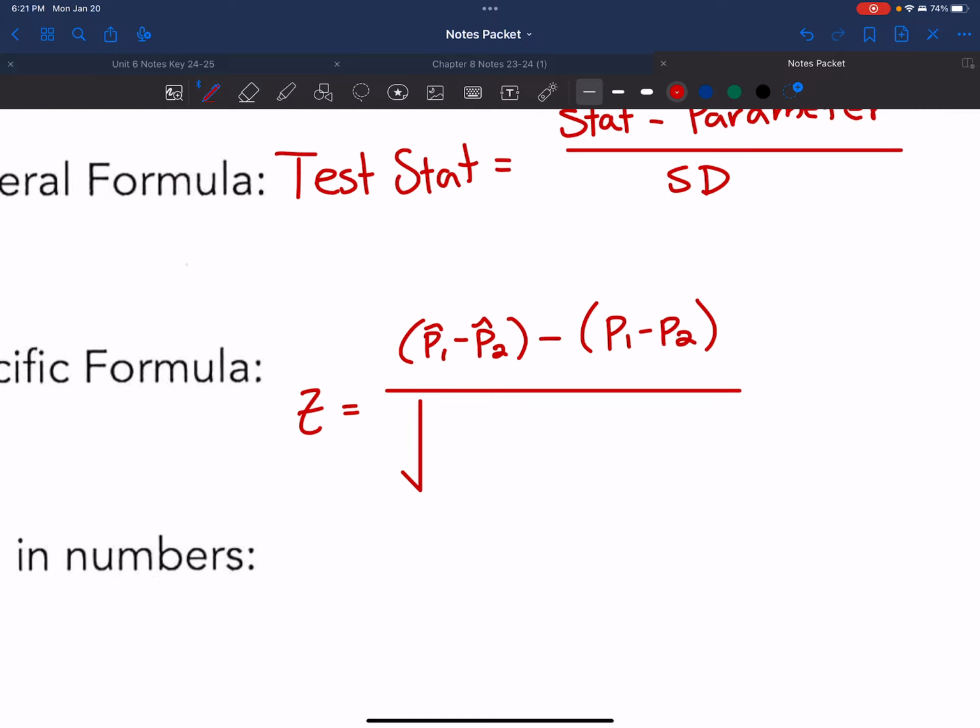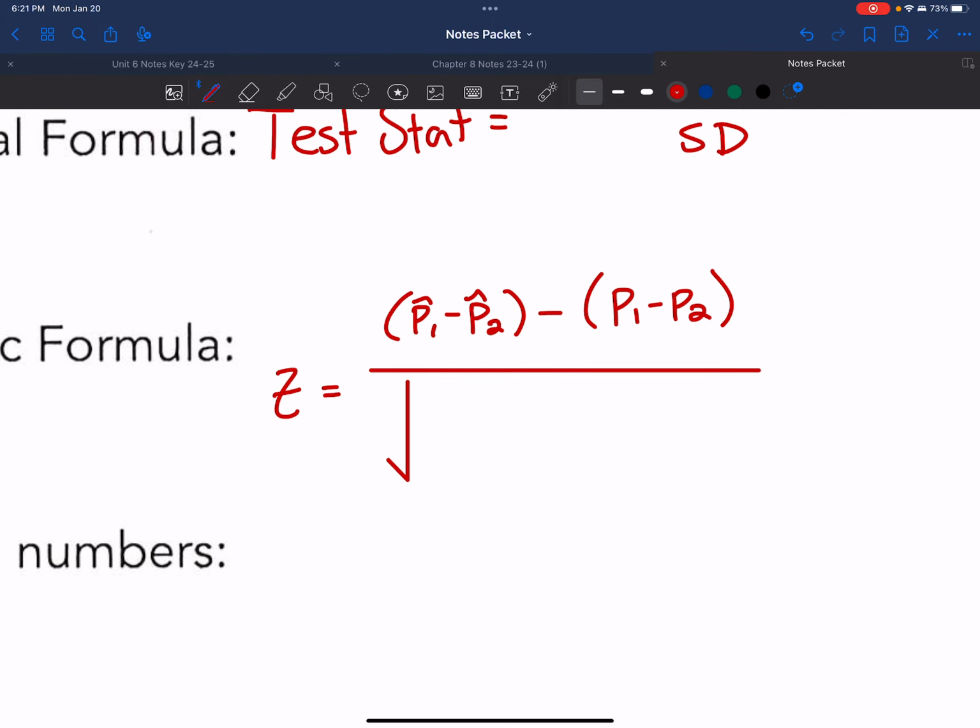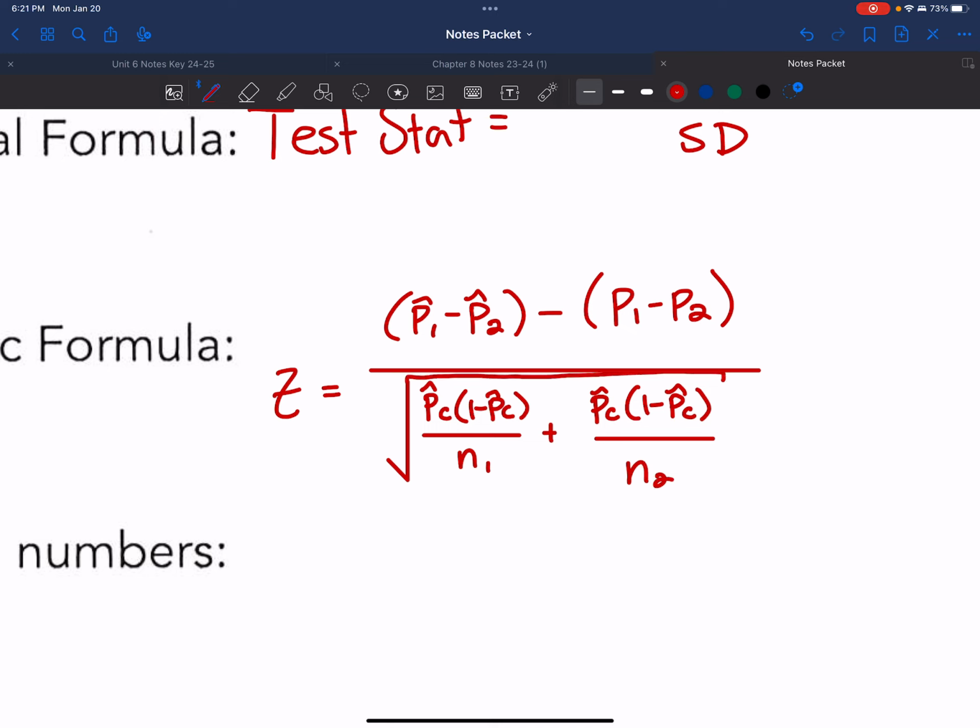If I'm doing a standard deviation for a difference in proportions, normally, in the past, we've had p hat 1, p hat 2, or p1, p2. Again, we're using that combined value: p hat c times 1 minus p hat c divided by n1, plus p hat c times 1 minus p hat c divided by n2. Remember, we're just assuming that these groups are equally likely to go, so we've basically combined their proportions.